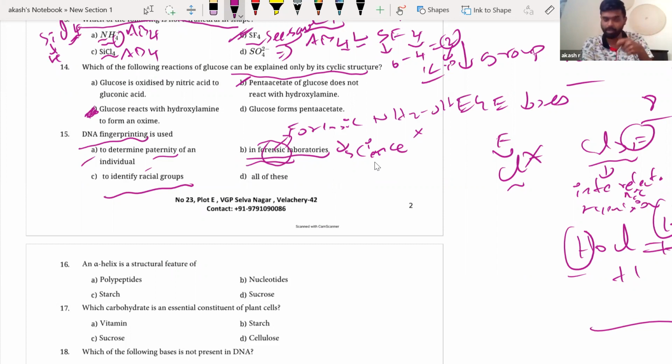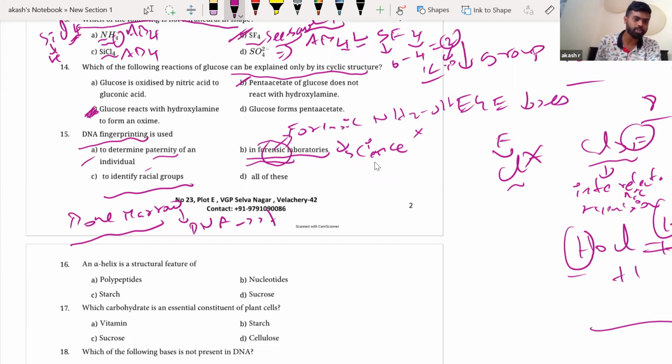If you excavate and take the bone, inside the bone there is something called bone marrow. I think biology students might know this. There is something called bone marrow inside the bone. In the bone marrow, DNA is stored. Okay, so now you have excavated.